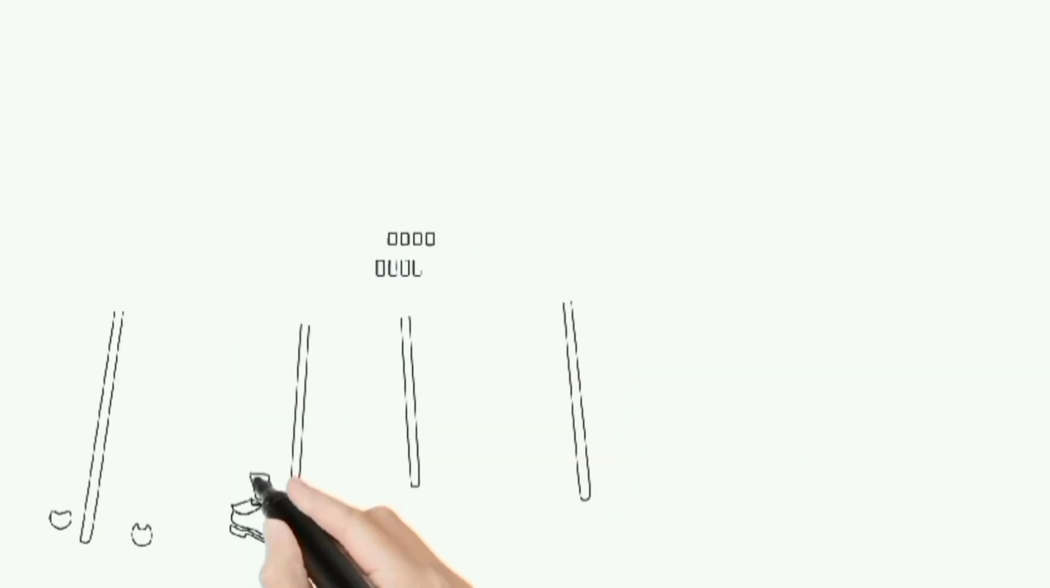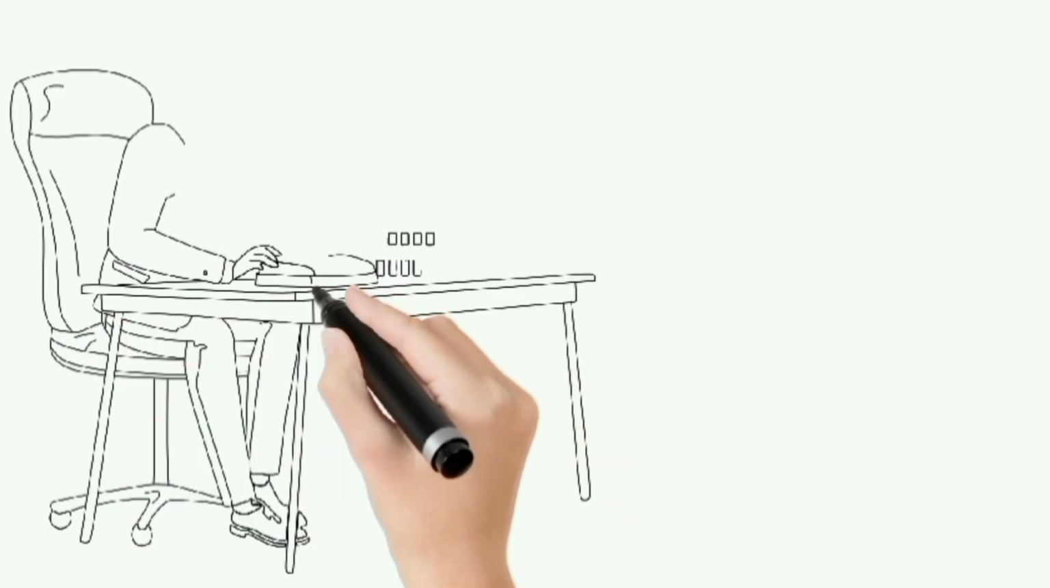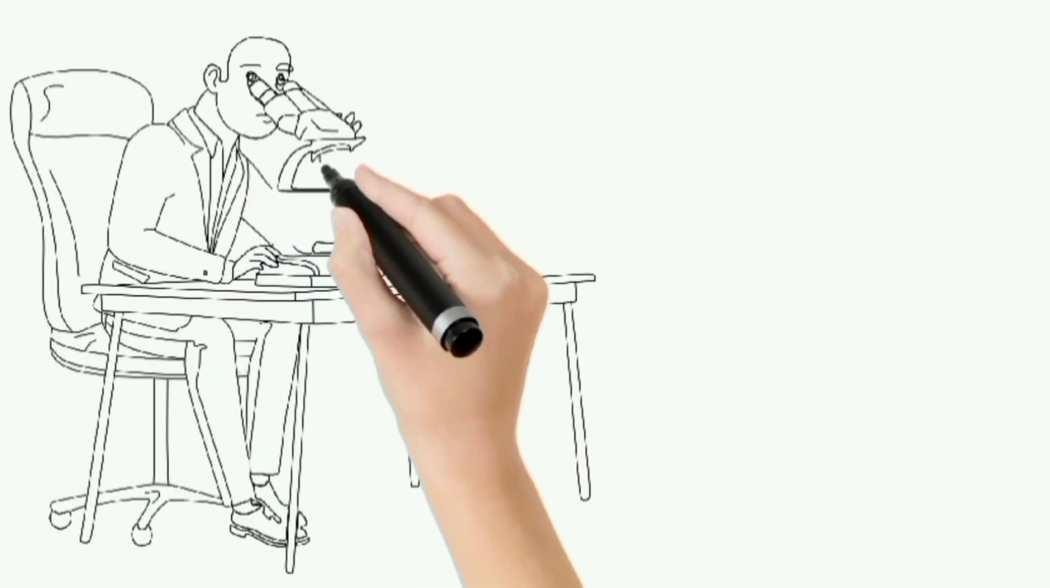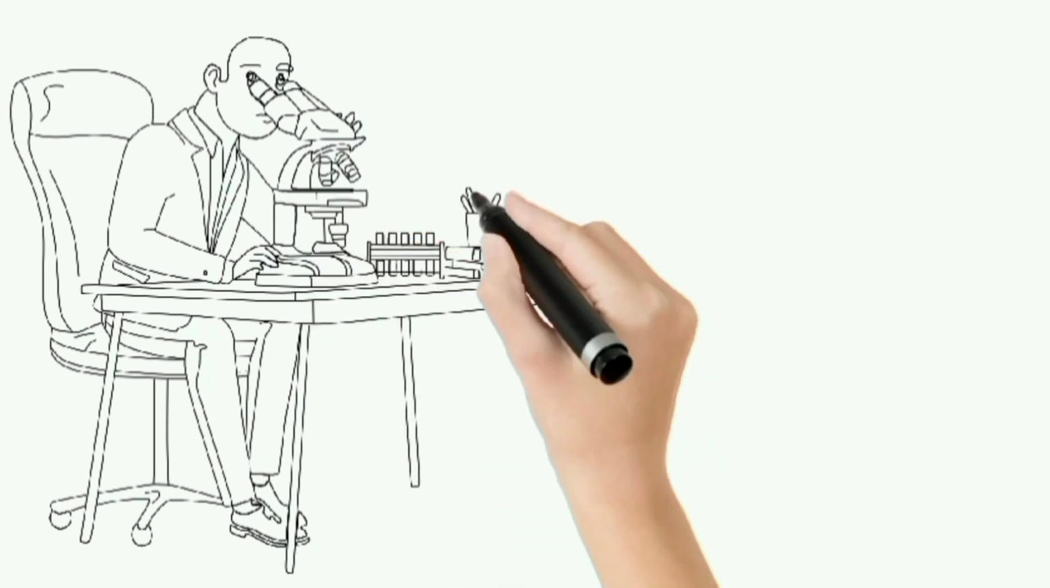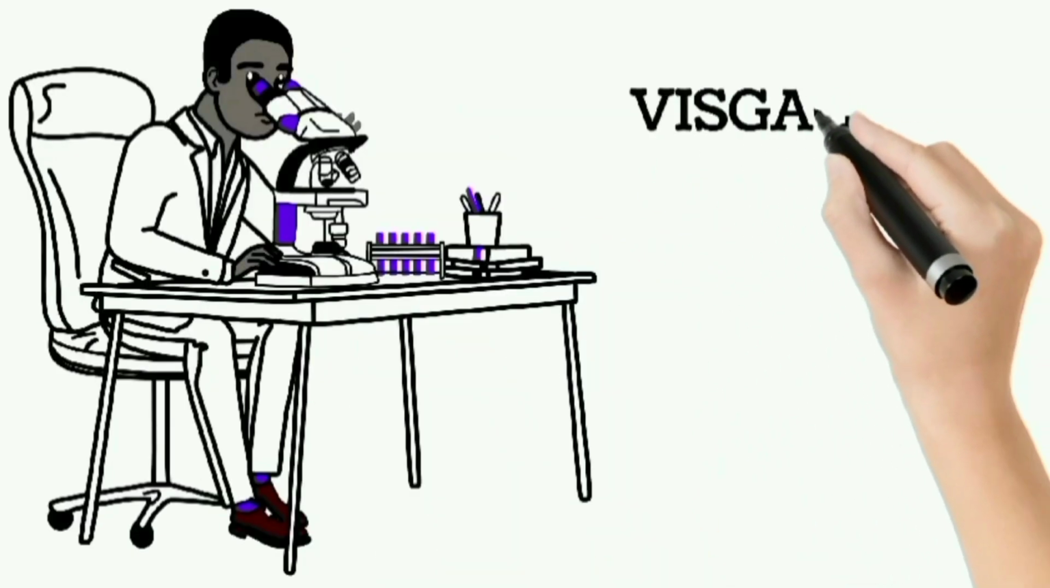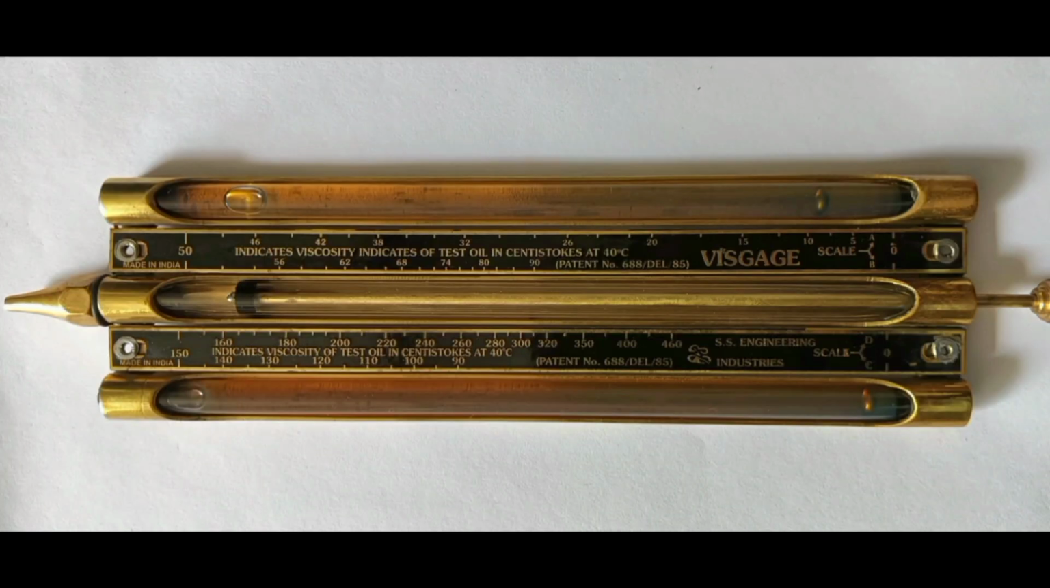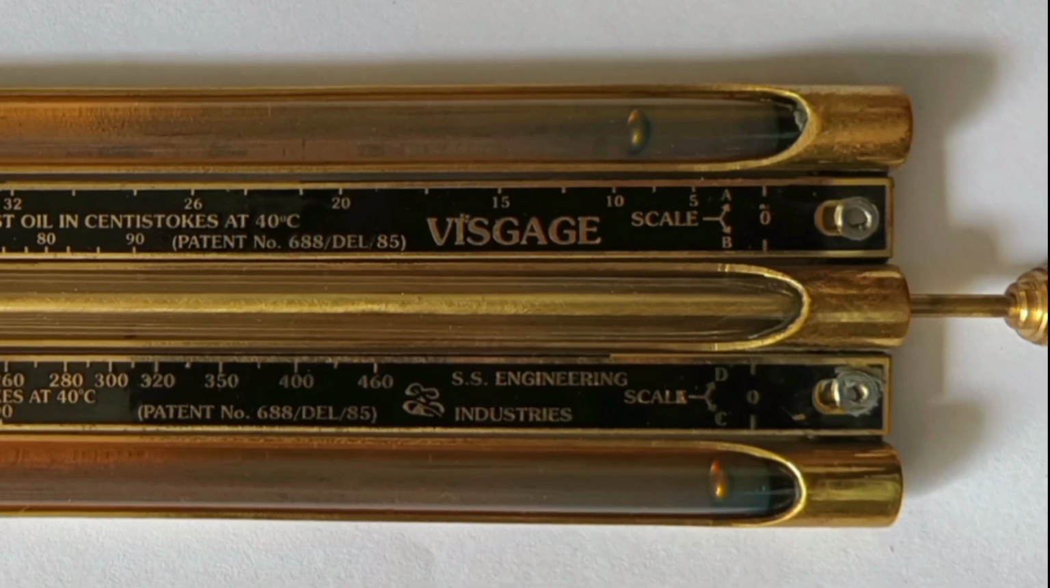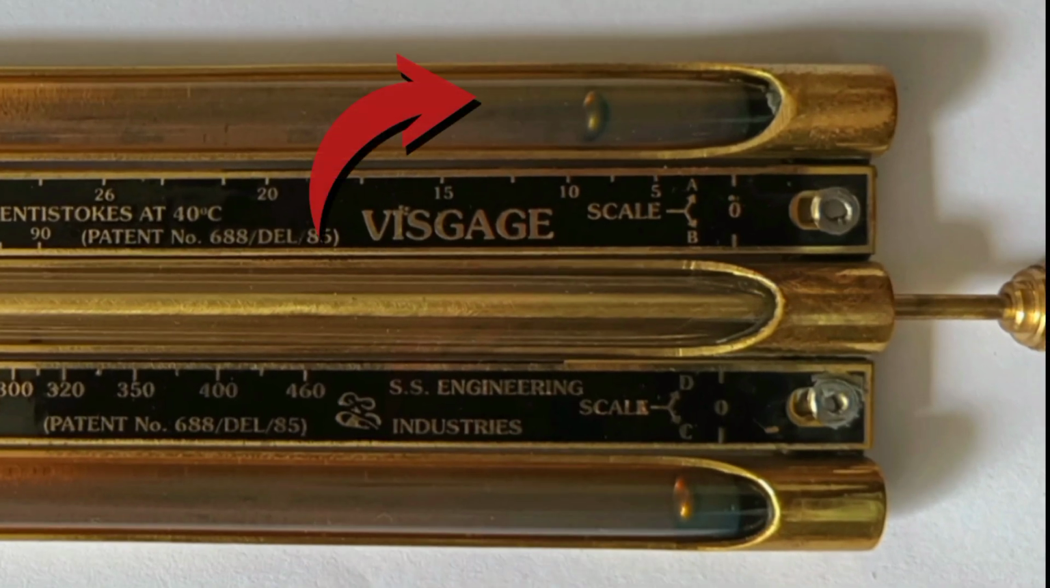Hi guys, today we are going to learn how to handle the Viscogage, which is simply used to measure the viscosity of fluid materials like lubricants, etc. This is how the Viscogage looks. There are three tubes present: tube A, tube B, and tube C.